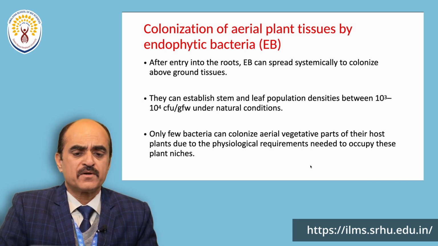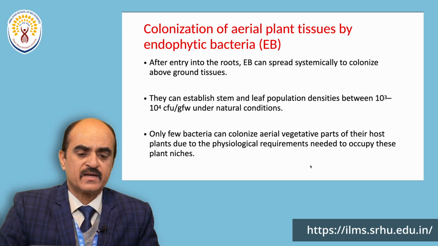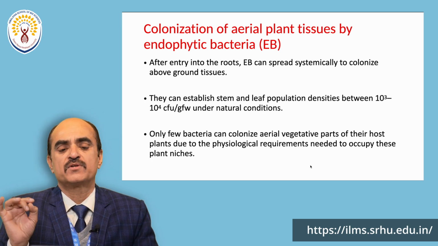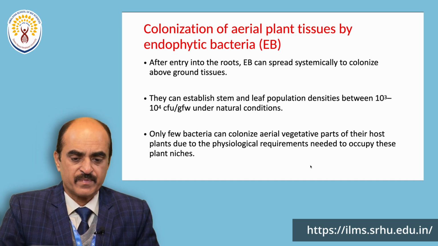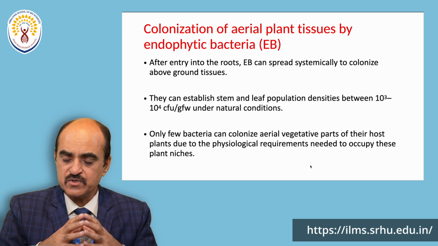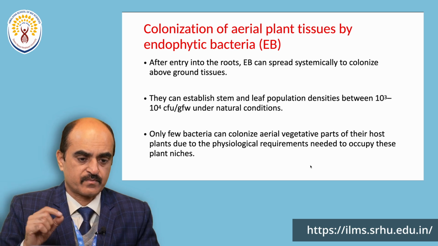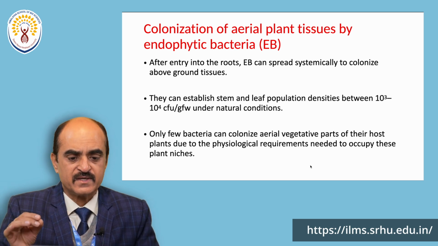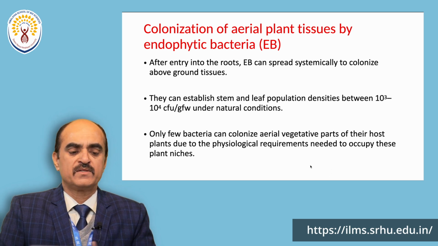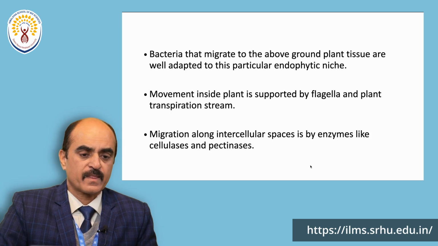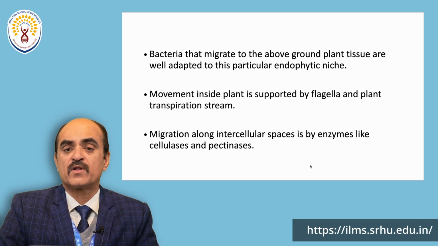Now, colonization of aerial plant tissues by endophytic bacteria. After entering the roots, the endophytic bacteria can spread systemically to colonize above ground tissue also. They can establish stem and leaf populations with a density between 10 to the power minus 3 to 10 to the power minus 4 under natural conditions. Only a few bacteria colonize aerial vegetative parts of the host plant due to the physiological requirements needed to occupy these plant niches.